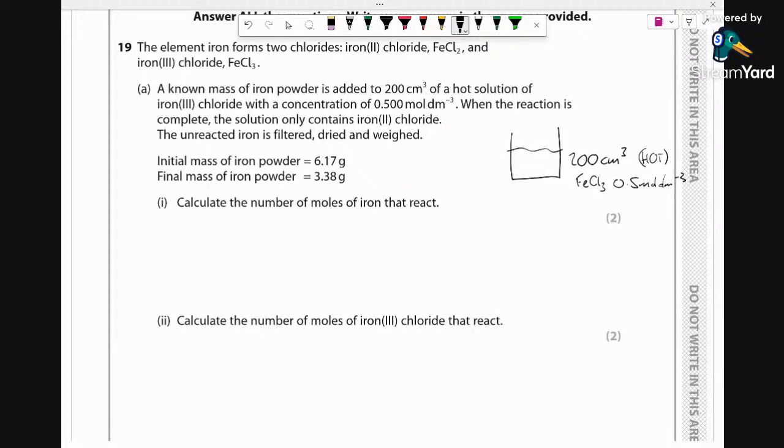When the reaction is complete, the solution contains only iron 2 ions. The unreacted iron is filtered off, dried, and weighed. Okay, the initial mass of the iron is this. The final mass of iron is this. So it says to calculate the moles of iron that react. So the first thing I need to do is, if I've got the initial mass and the final, I need to minus one from the other. So that's the first thing I'm going to do. 6.17 grams minus 3.38 grams. Work out the change in mass. That seems very reasonable. 6.17 minus 3.38.